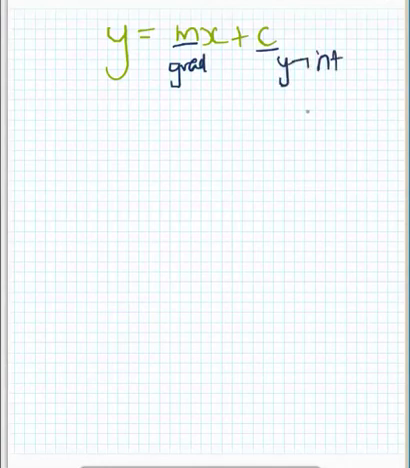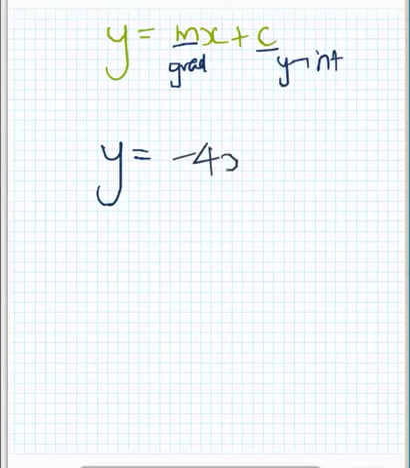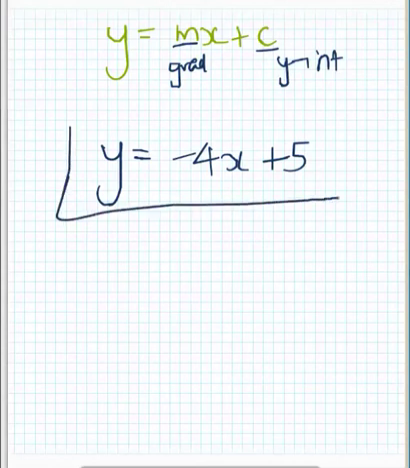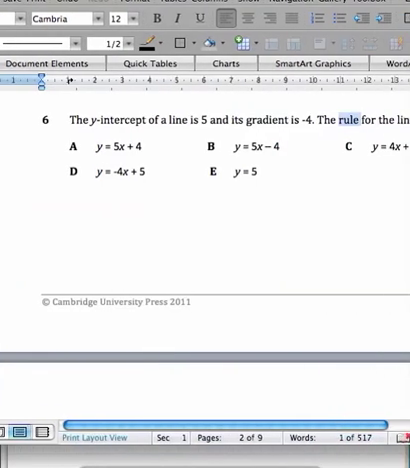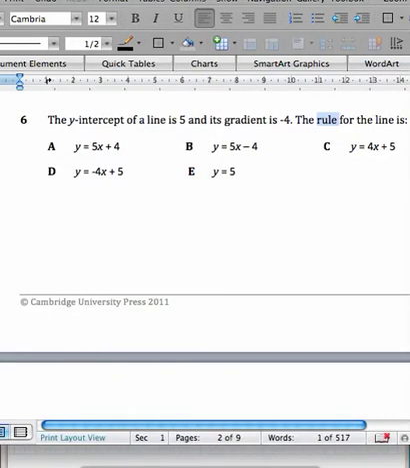And they've actually told us that the y-intercept is 5 and the gradient is negative 4. So all you're going to do is put it into the equation. So y equals m is negative 4, x, and c is positive 5, plus 5. And there's the equation of a straight line with the given information. So let's see which one that is. Negative 4 plus 5, there it is. So it will be 6D. That was quite easy.